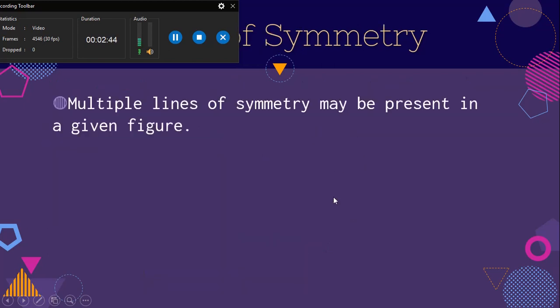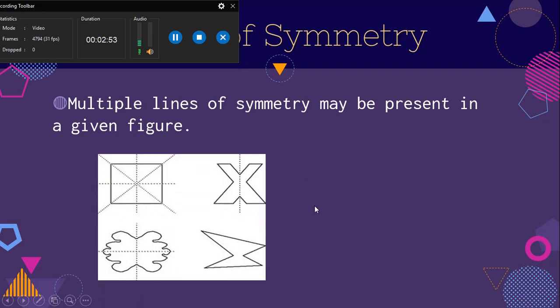In each of our last 3 pictures, we only had one line of symmetry, but it is possible for your figure to have multiple lines of symmetry, and it just depends on what the object looks like. So in the first top left image, we have a square. In this image, we actually have 4 lines of symmetry. Not only is it horizontal and vertical, but it's also diagonal.